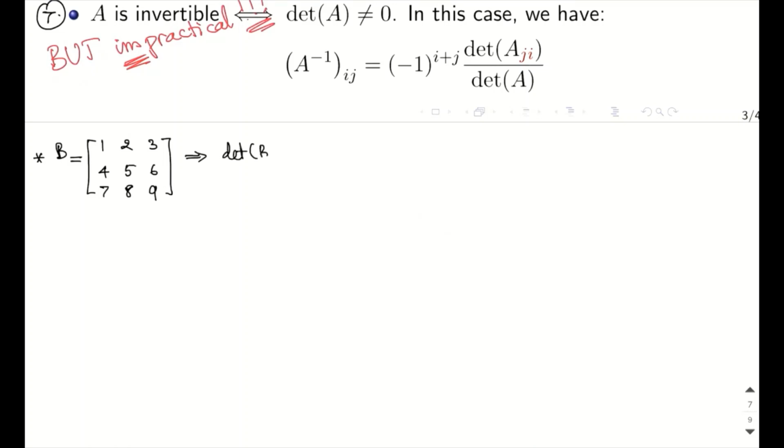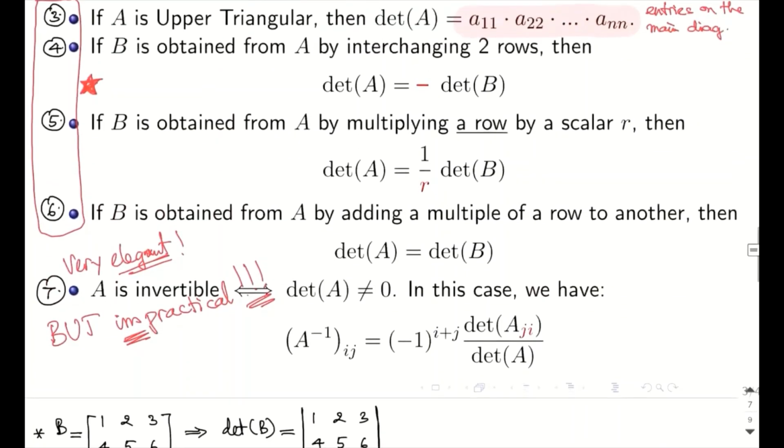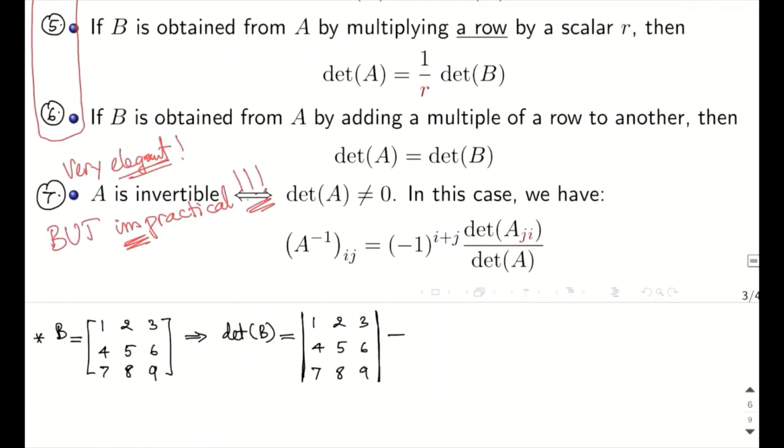Now the determinant of B, previously we have seen how we compute the determinant of B by expanding along the first row. In this case, I would like to use row reduction to compute the determinant here. And we are going to mainly use properties 4, 5, and 6 to turn the matrix given into the upper triangular. So what I'm going to do is make row 2 become row 2 minus 4 row 1, and make row 3 become row 3 minus 7 row 1.